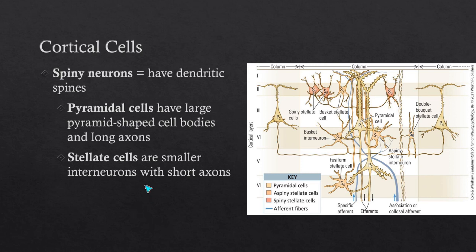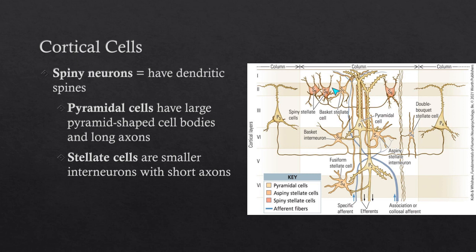Stellate cells are also classified as spiny neurons because they have dendritic spines, but they are star-shaped. If we look up here at our spiny stellate cells, you can see they're kind of star-shaped. That's where they get their name, basically from their shape. Pyramidal cells, shaped like pyramids. Stellate cells, shaped like stars. Unlike pyramidal cells, stellate cells have short axons.